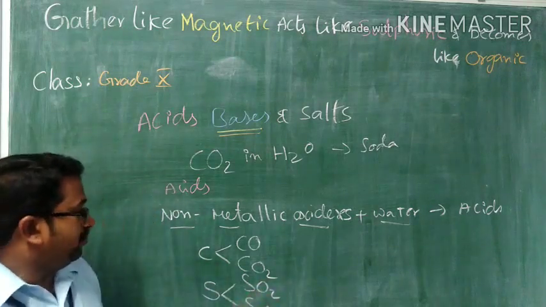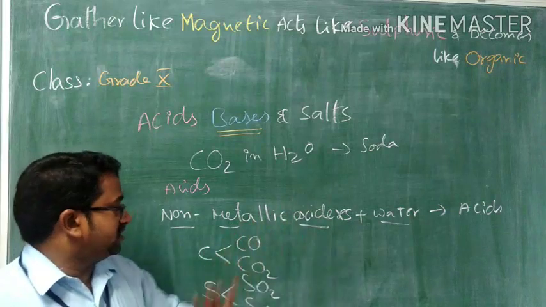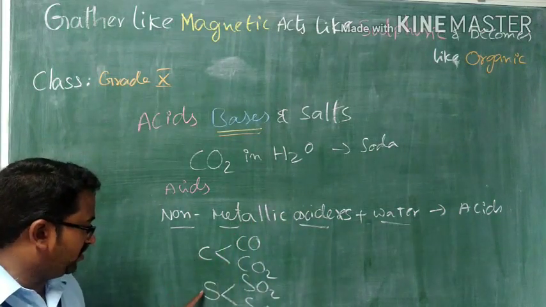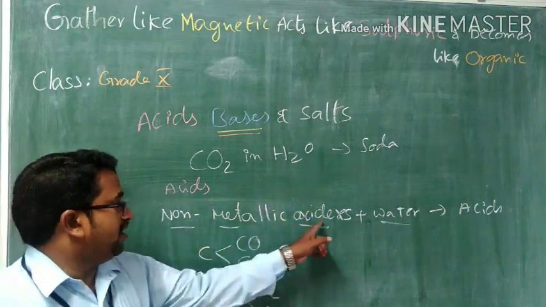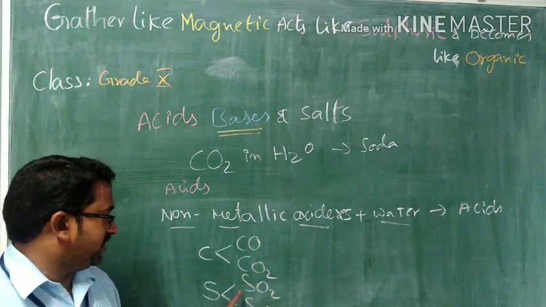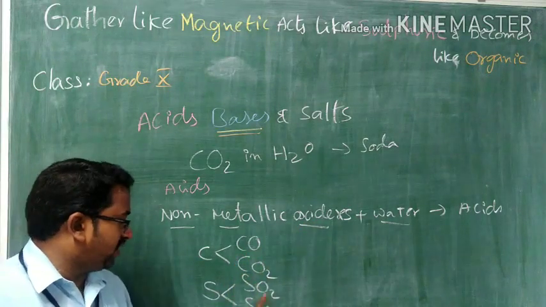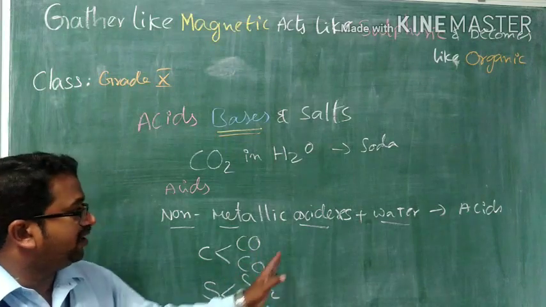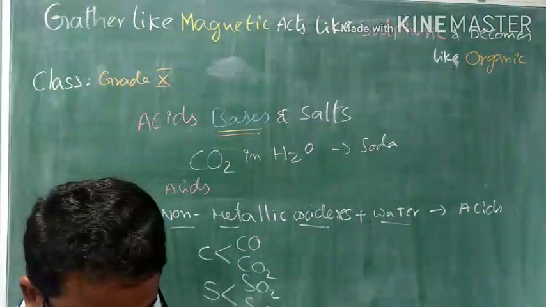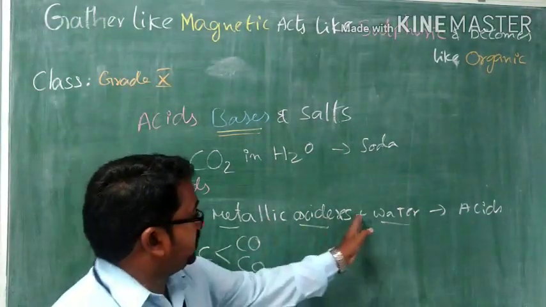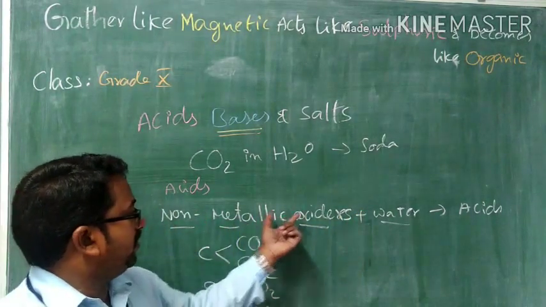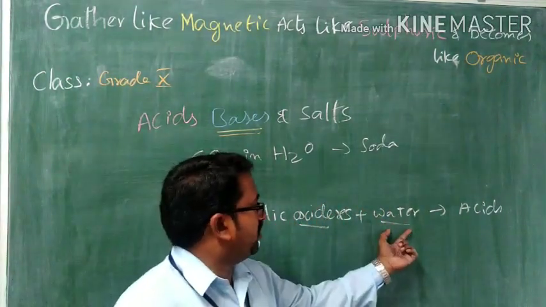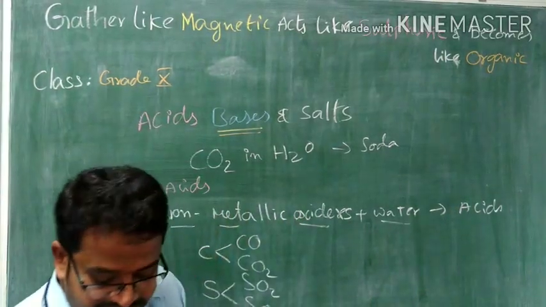So what is our primary need? Non-metallic oxides. Carbon is a non-metal, sulfur is a non-metal, and their oxides, carbon dioxide, sulfur dioxide, sulfur trioxide, are the non-metallic oxides. Look at the general equation. When these non-metallic oxides are dissolved in water, they produce acids.